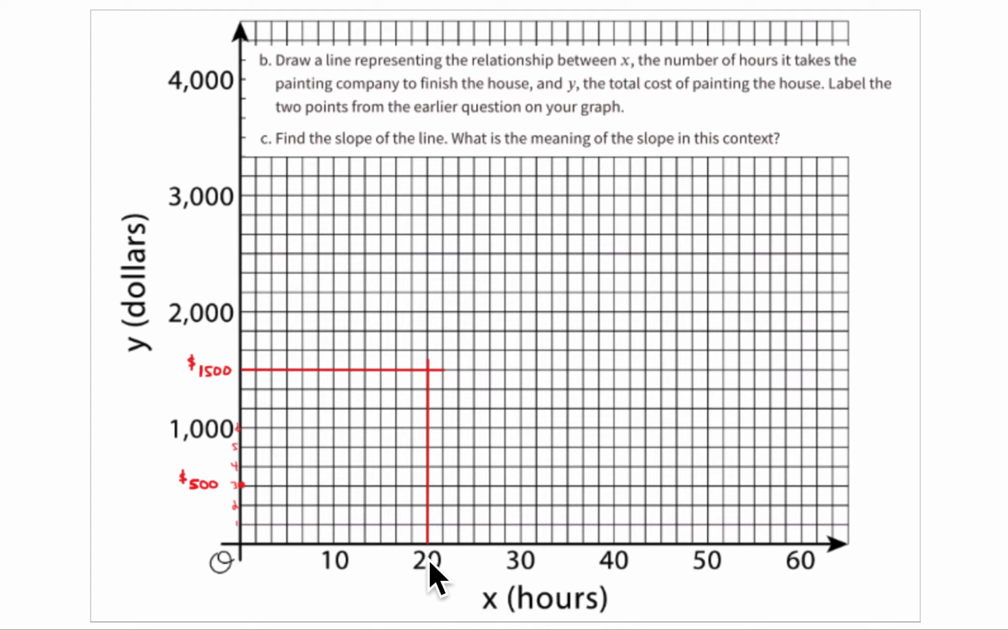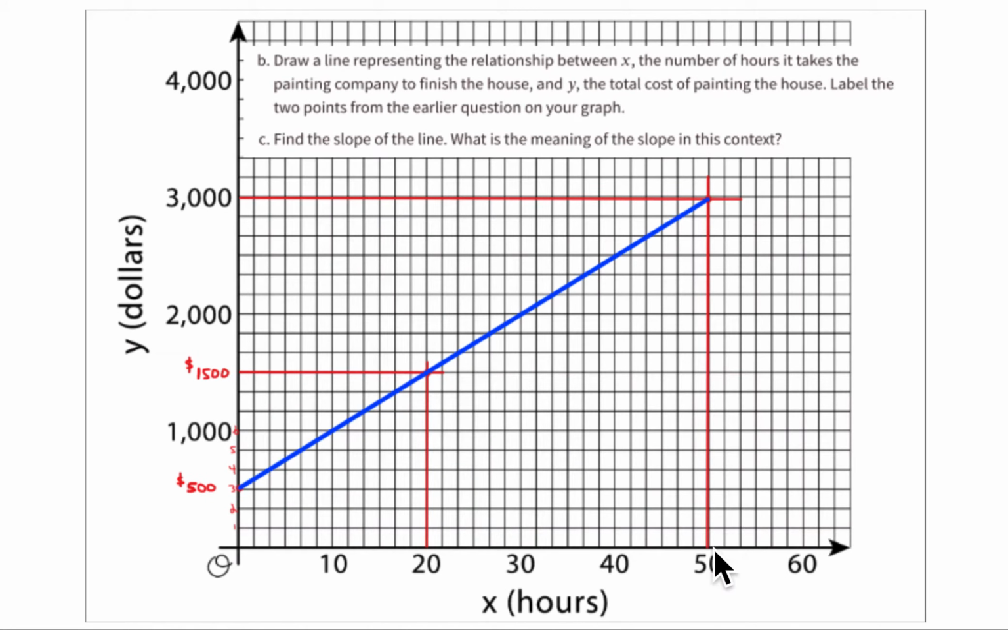And also for 20 hours, we calculated that cost $1,500. So you put a point right here for 20 hours of work, costing you $1,500. We also calculated that 50 hours cost $3,000. So you put a point up here at $3,000, where it's 50 hours of work, and all 3 of those points fall in a straight line. It is a linear relationship. So 50 hours, 20 hours, 0 hours fall in a straight line.